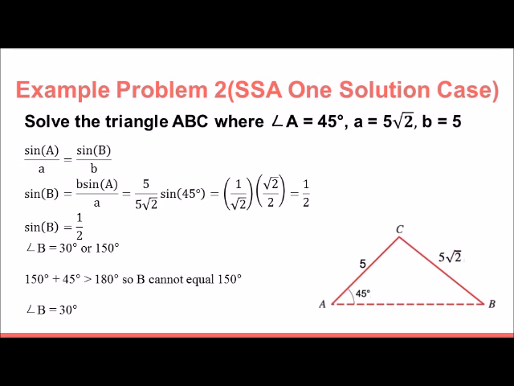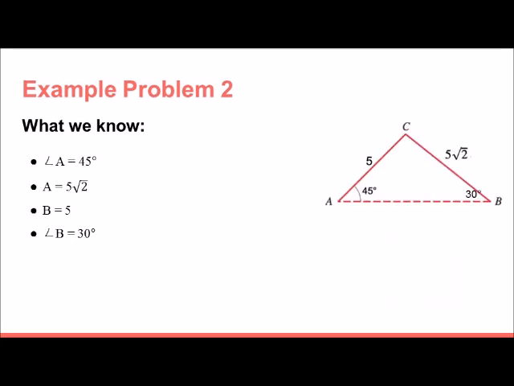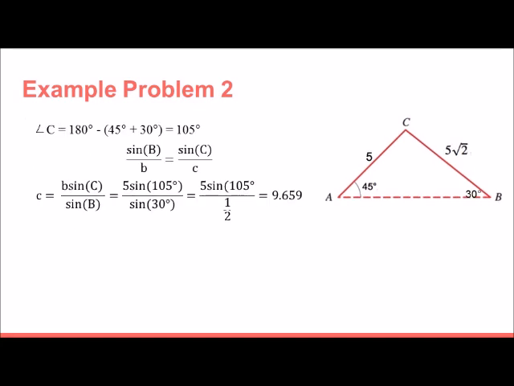Knowing that the measure of the three angles in a triangle equals 180 degrees, we can rule out 150 degrees and determine that angle B equals 30 degrees. Continuing with this problem, we have to look back at what we know. We know that angle A equals 45 degrees, side a is equal to 5 root 2, and side b equals 5, and we just determined that angle B equals 30 degrees.